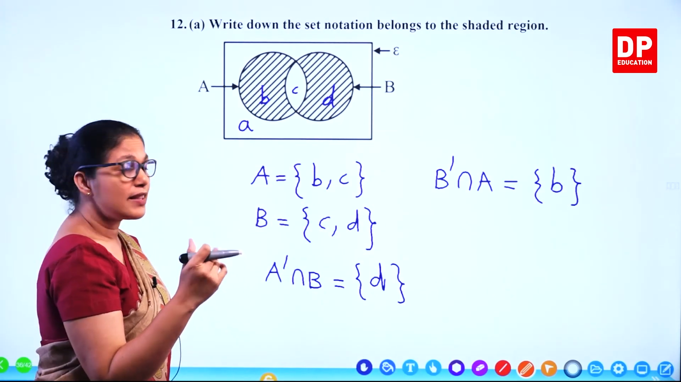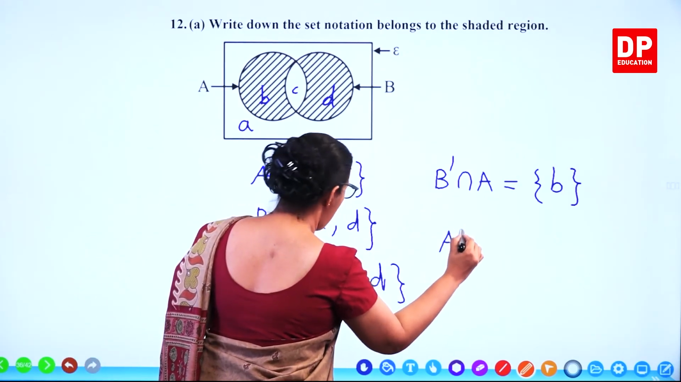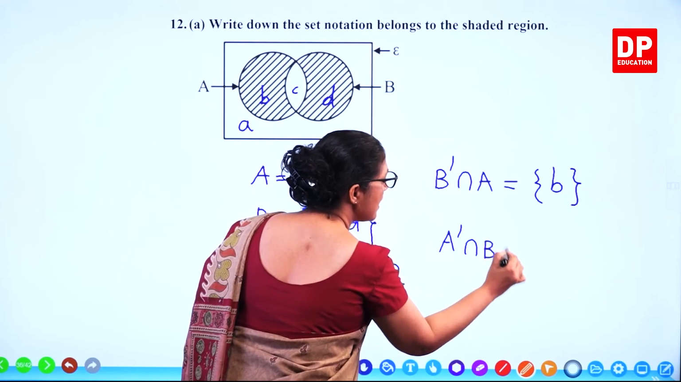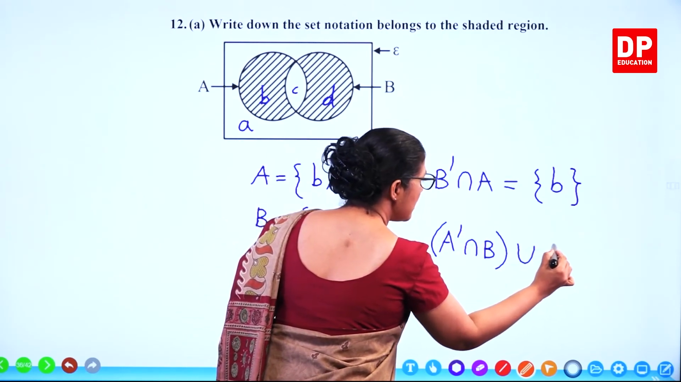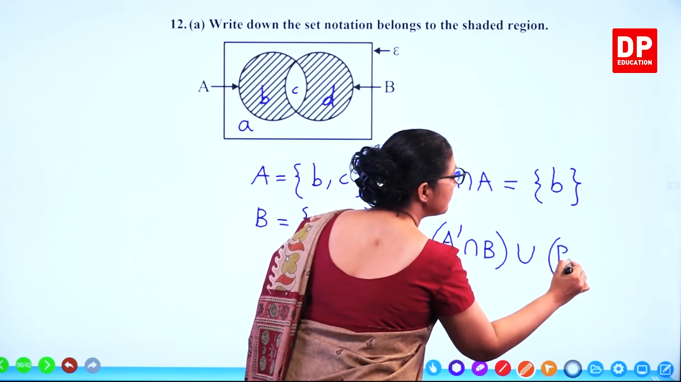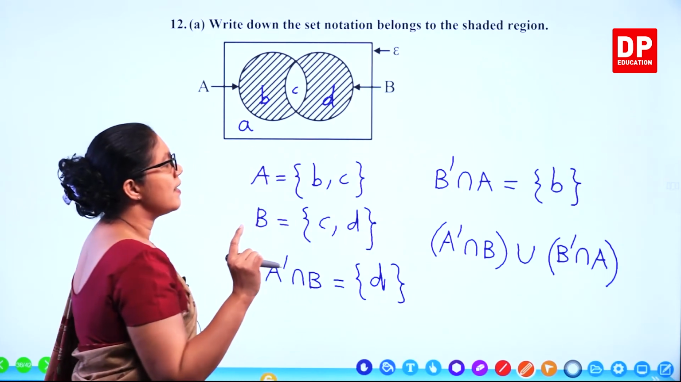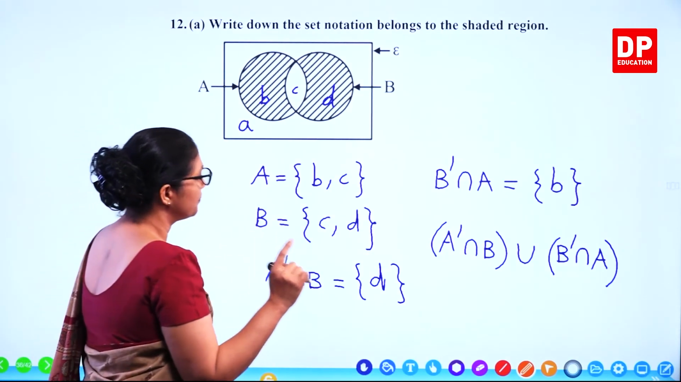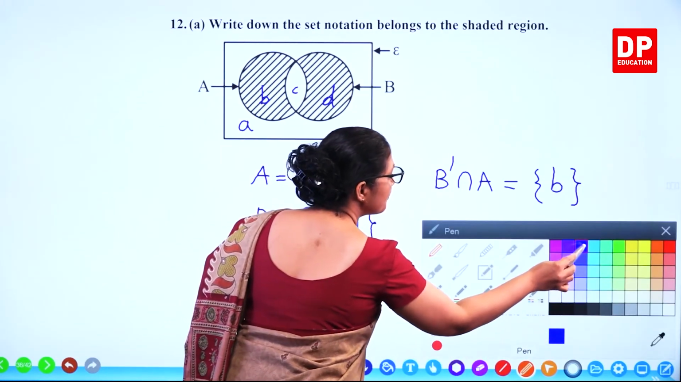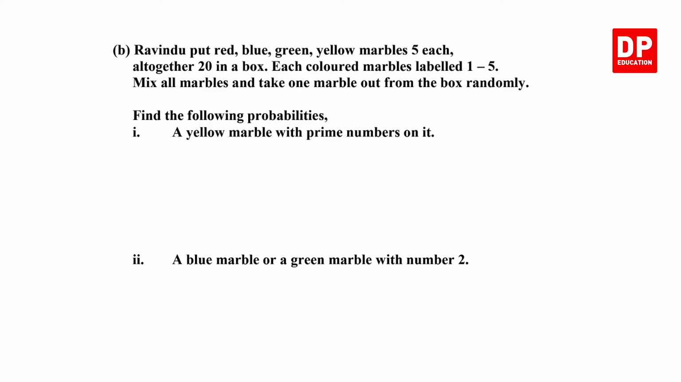So we need to take the union. So what's the shaded region? A dash intersection B union B dash intersection A. So that's the shaded part. So let's do the next one and give marks all together.